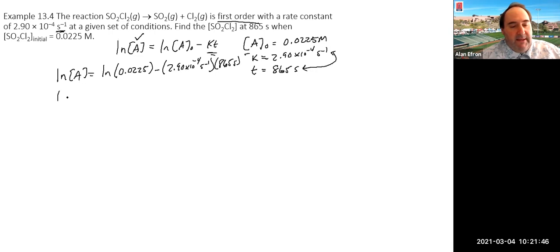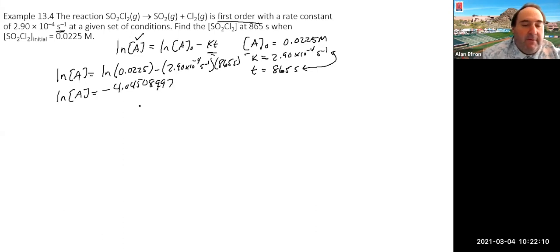If we clean up the right-hand side of the problem here, we're going to take the natural log of 0.0225 and subtract 2.9 to the minus 4 times 865. That's going to give us something like minus 4.04508997. I didn't feel like rounding at that point.